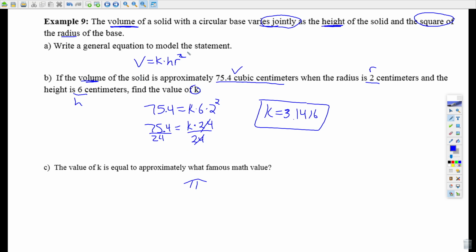So actually, if we rewrite this equation up here with k in it, that's just saying that v equals, instead of k, pi, 3.14, pi times h times r squared. That does give you the volume formula for a cylinder. It says a solid with a circular base, but it's basically a cylinder here. So the k value in this formula is pi.